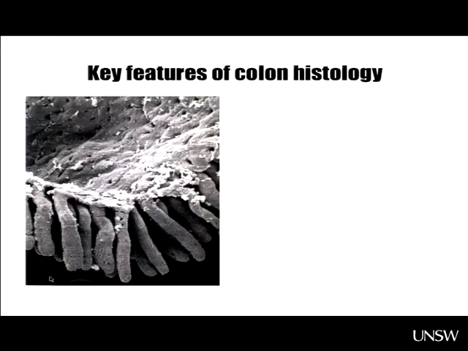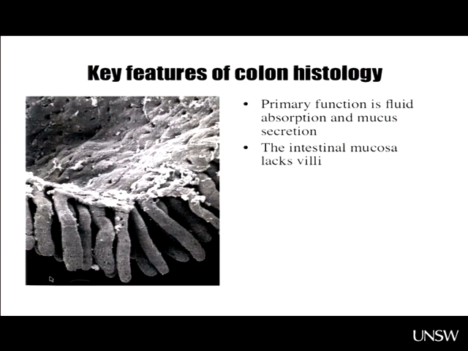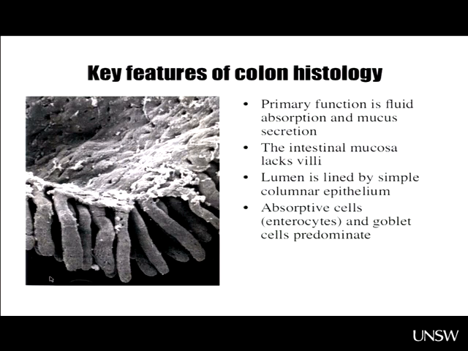So, just to summarise those key features, we've got the primary function of fluid absorption and mucus secretion. We've got no villi, but we do have a simple columnar epithelium, much like everywhere else in the bowel. And you've got absorptive cells, mainly for the water and the minerals, and the goblet cells. And it does have quite a high turnover rate because the large bowel, particularly the lower parts where the stool's getting quite firm, is exposed to a lot of wear and tear and also some concentrations of carcinogens and so on, so the fairly high turnover of the epithelium is only as long as 6 days.